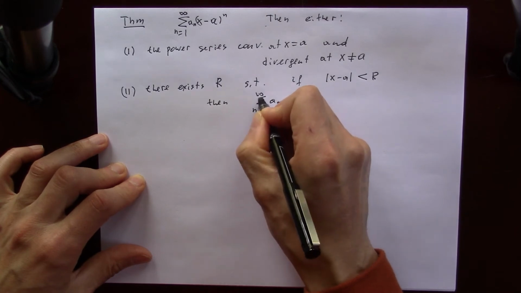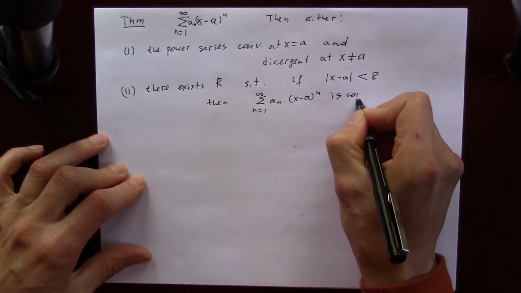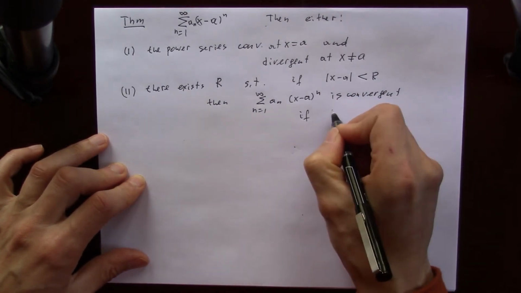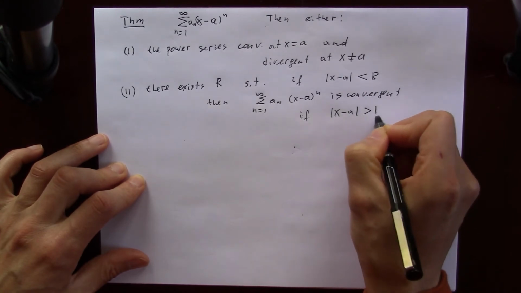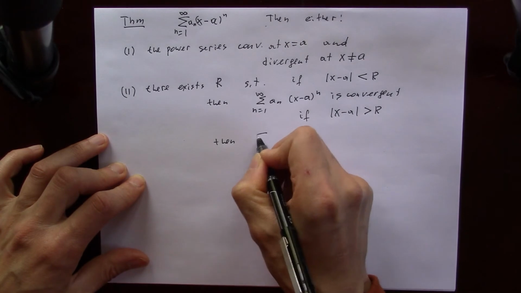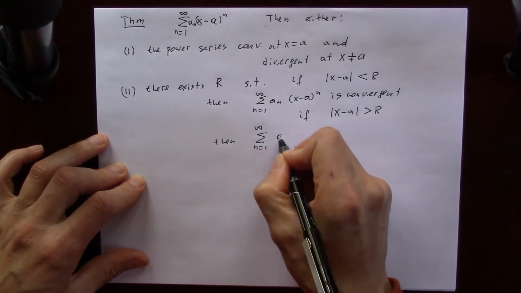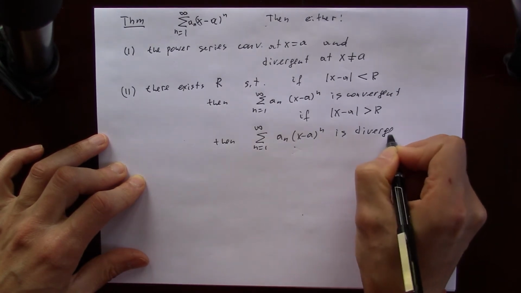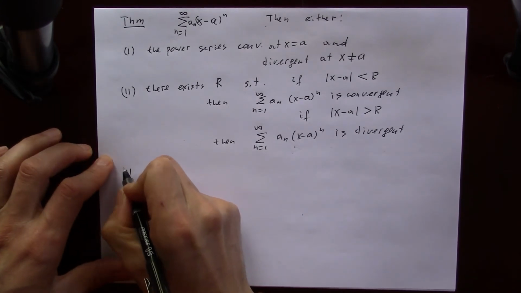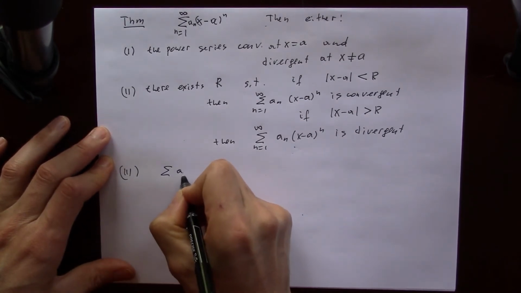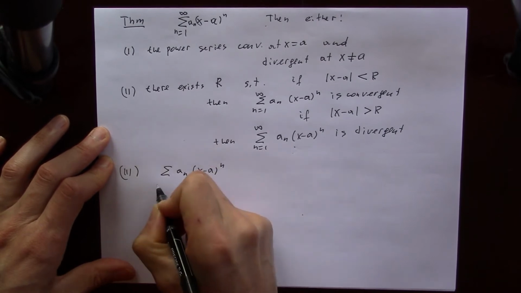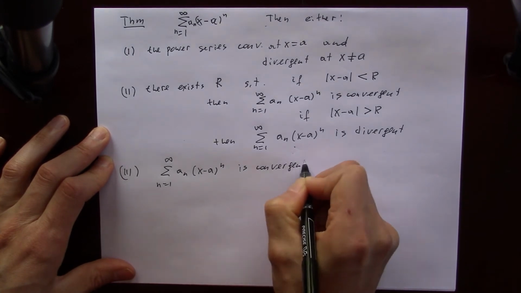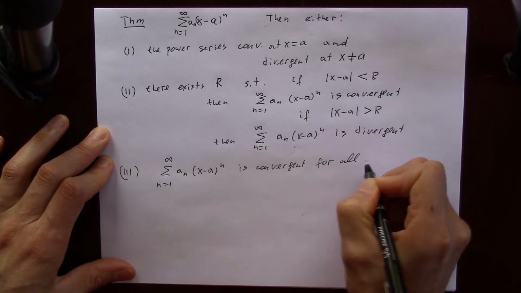is convergent, and if the absolute value of x minus a is bigger than r, then the corresponding series is divergent. In the third case, the power series is convergent for all x.